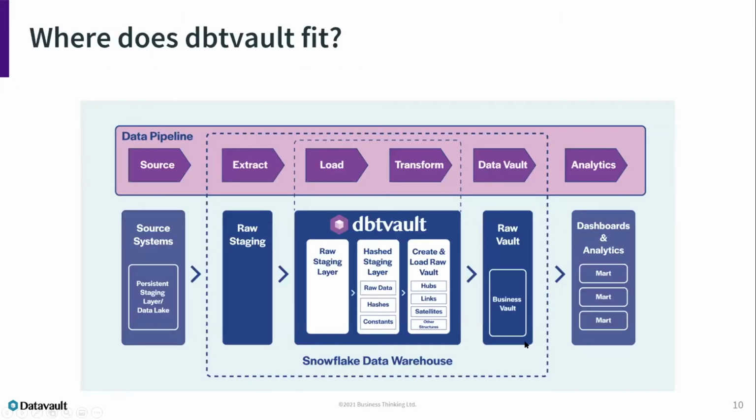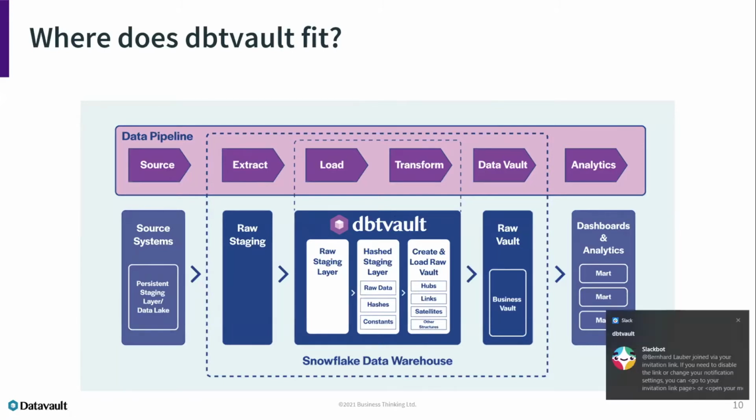Okay, so looking a bit more in depth at what dbtvault does in your data pipeline. You'll have your raw staging from extracting to the source. dbtvault has a macro called stage, and this will stage your raw data ready for loading into the raw vault. This staging macro will create hash keys. It will also create derived columns, and it will also create columns which are for constants.